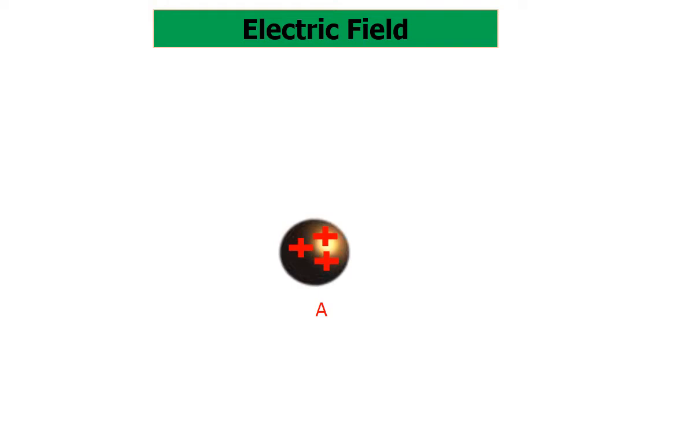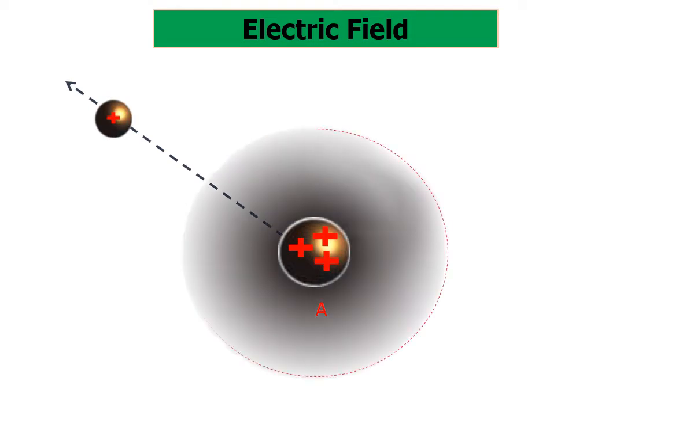Let's talk about electric field. You can see here a figure. In that figure there is a charged body A, and there is another charged body which is being brought from the outside near to that charged body A. In that case, the charged body will be repelled, because there is an electric field of the charged body A. Due to the electric field, the charged body will repel the other charged body.